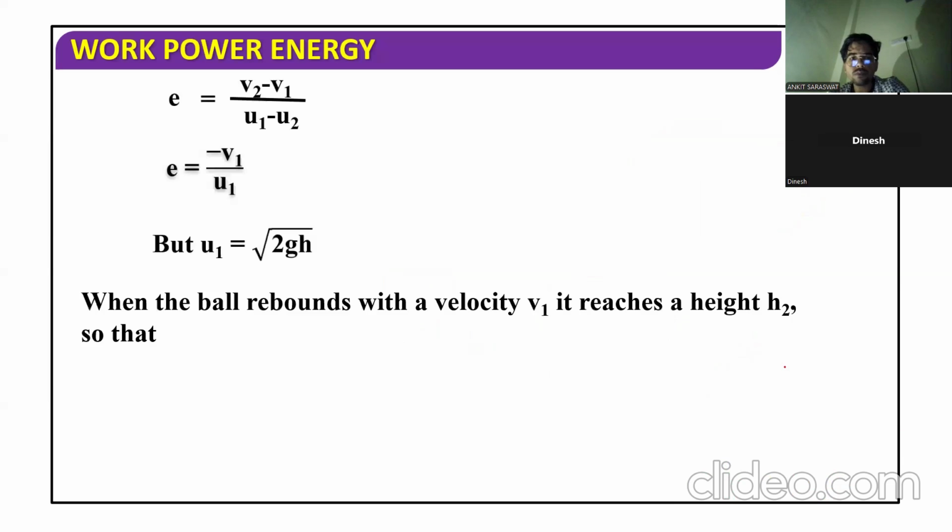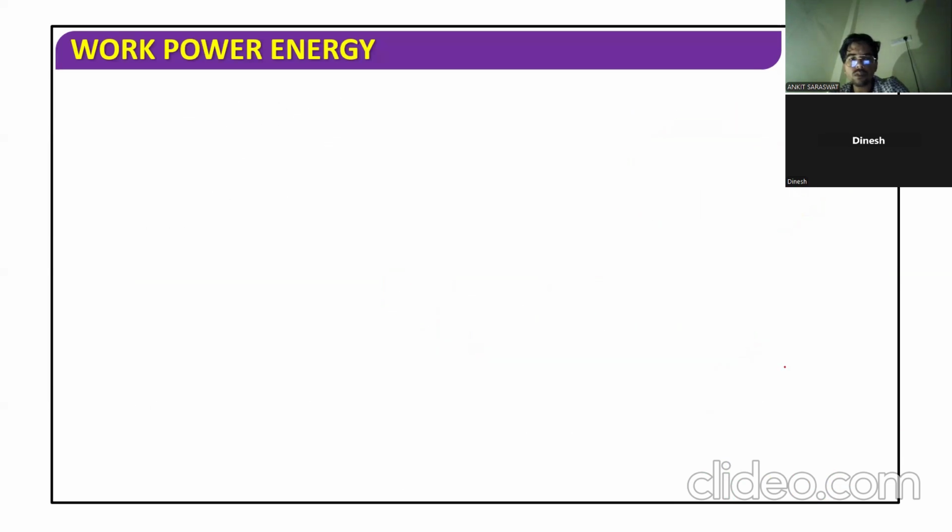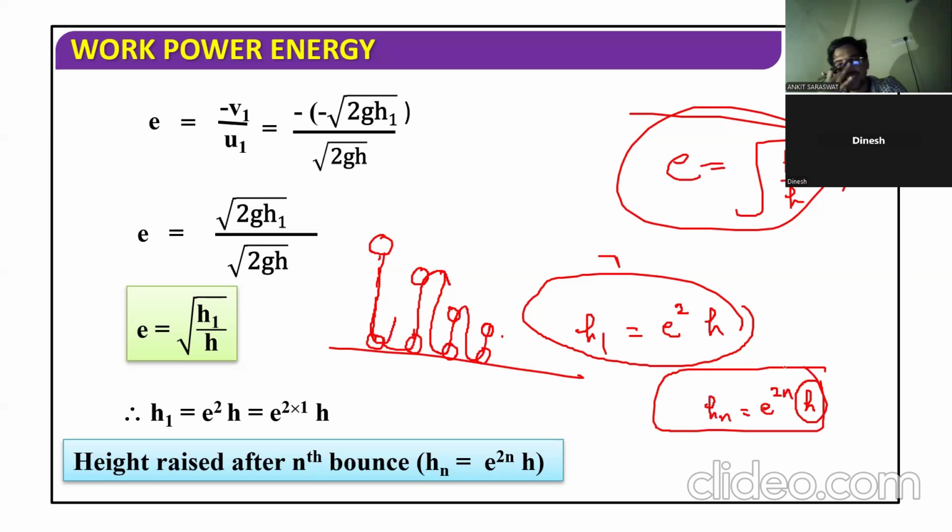Many students are asking this question, and it is a very, very important question: what is the height after the nth collision? It is e to the power 2n times h.